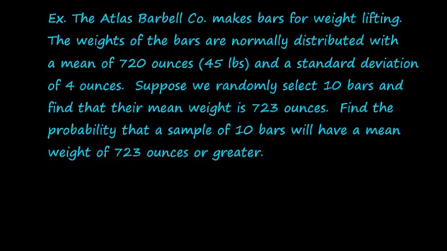So let's note the information we're given. We're given that the population mean is 720 ounces. This is our assumption. The people that make these bars, this is what they had intended, what they're assuming, what they had set up their manufacturing process to do: make bars that had a mean of 720 ounces. So that's their assumption. The standard deviation is 4 ounces. And we're going to select a sample size of 10 bars. So we've pulled out of this the data that we need.